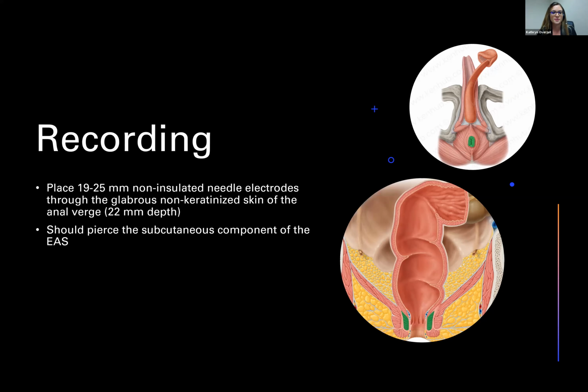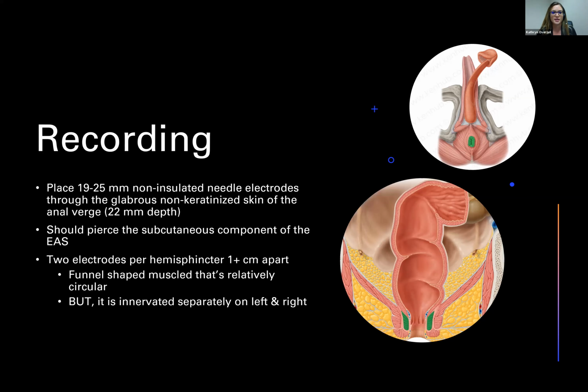It should pierce the subcutaneous component of the external anal sphincter, which is the part highlighted in green in the pictures to the right. It's recommended to use two electrodes per hemisphincter, about one or so centimeters apart from each other. The reason we take a bilateral recording, even though it's a funnel-shaped, relatively circular muscle, is that it is still innervated separately on both the left and the right. So it's best to take a recording from both sides if you can manage that.